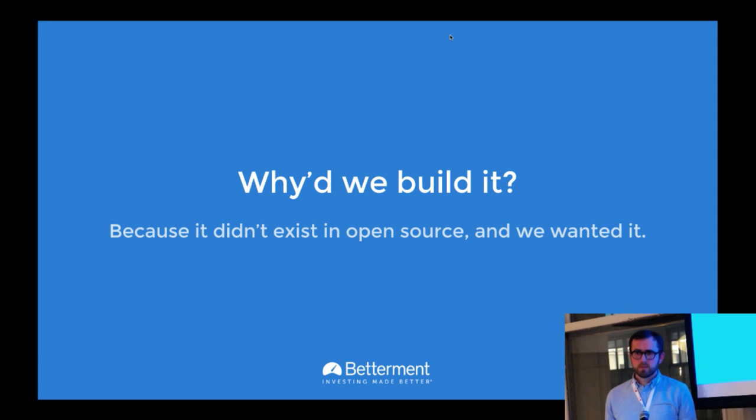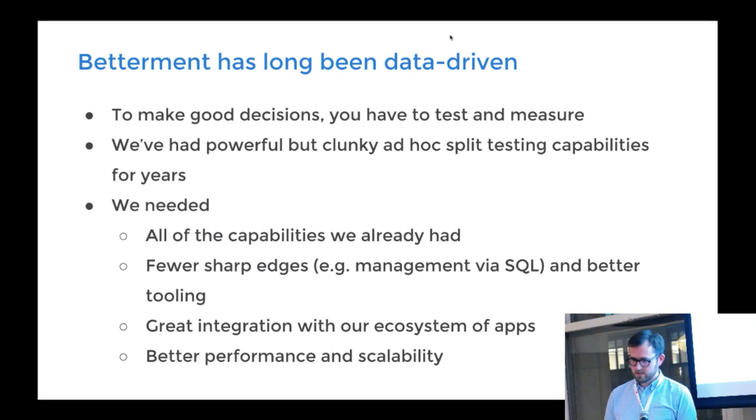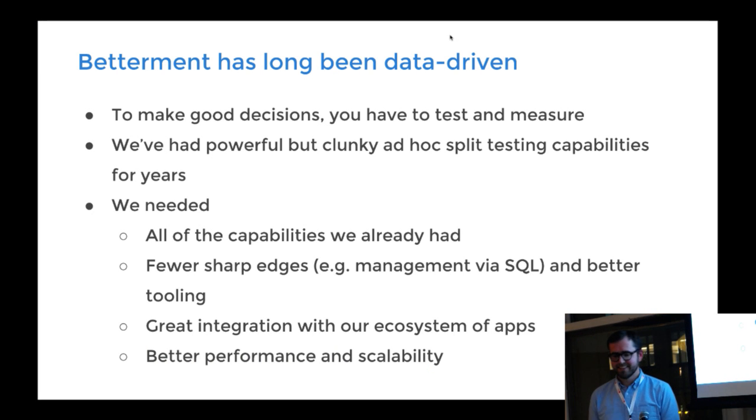Cool. So why did we build yet another split testing framework? RubyGems.org is littered with A/B testing frameworks. So what makes this so special? Betterment has been data-driven since the beginning, and we strongly believe that to make good decisions, you have to test and measure everything that you do. As a result, we've had a powerful but somewhat clunky ad hoc split testing framework for a long time now. But we needed some new things as well.